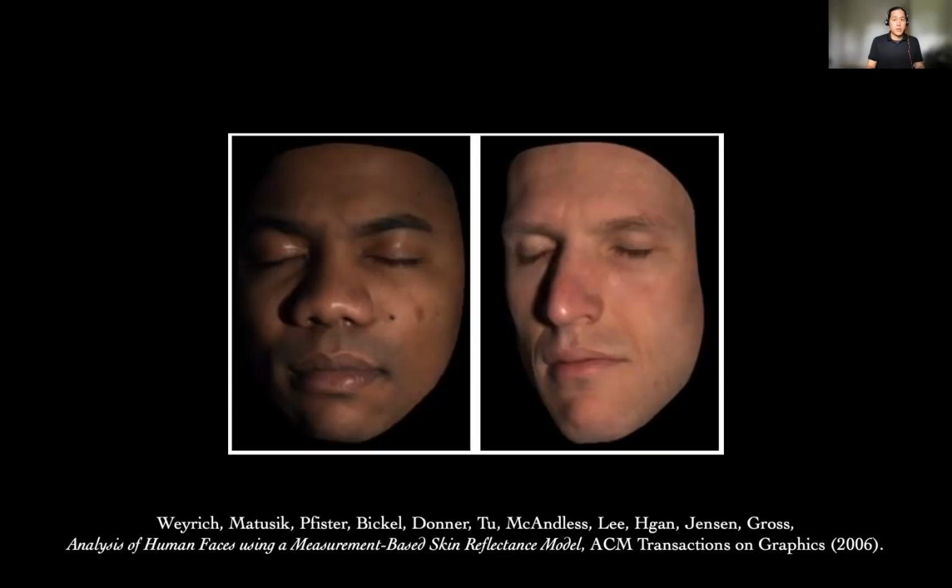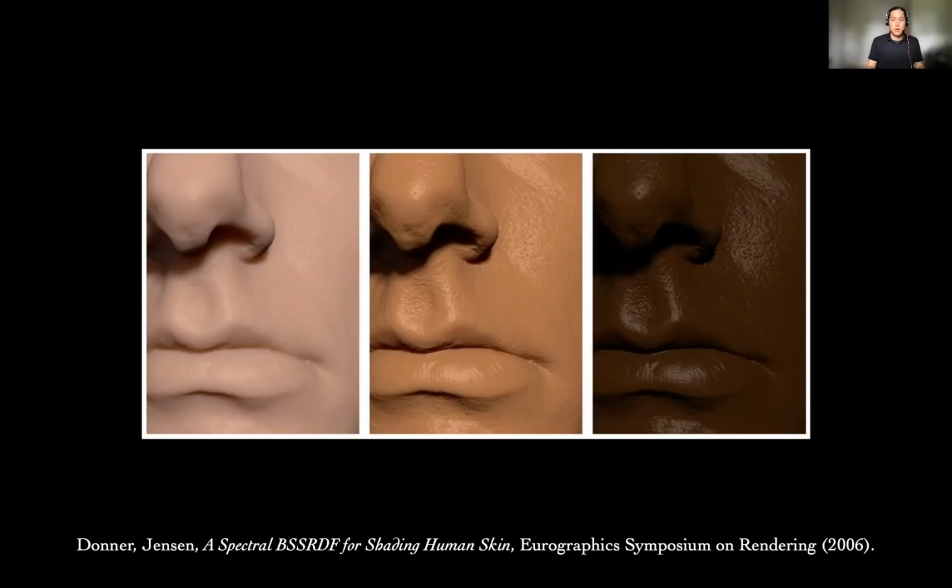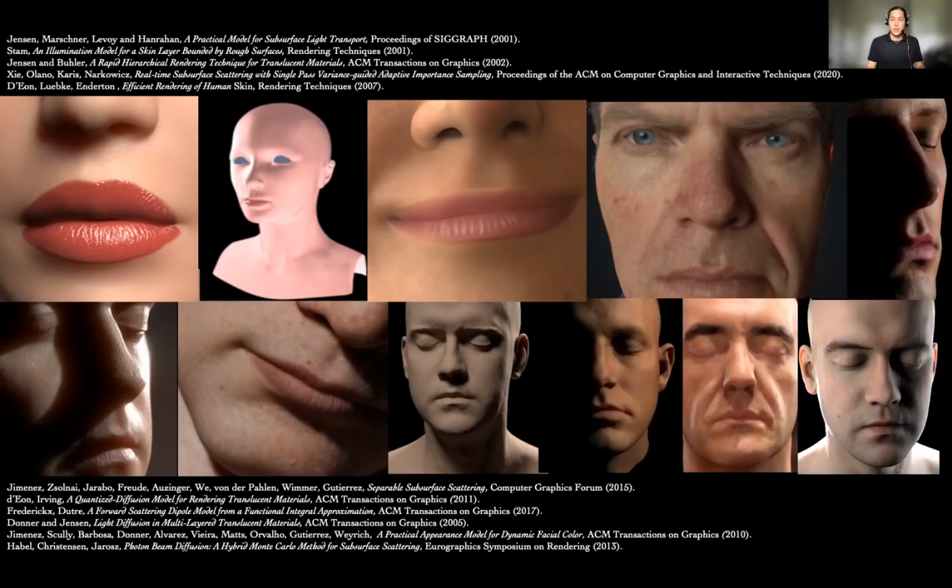Now, there are some papers that try to hit different skin tones. For example, there was this one back in 2006, so good for them. And here's another one from 2006. So great, someone did try to hit some other types of skin tones. Unfortunately, these are the exceptions, not the rule. So in graphics, when we talk about skin, overwhelmingly, we are talking about white skin.